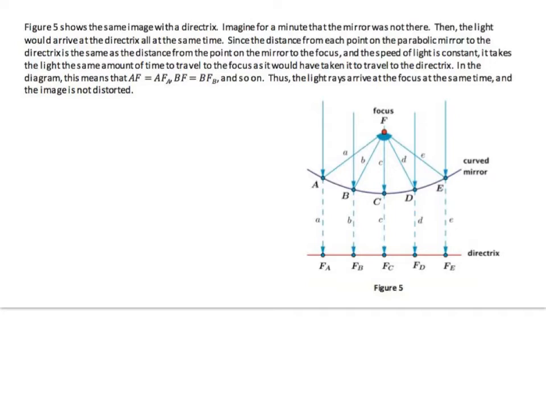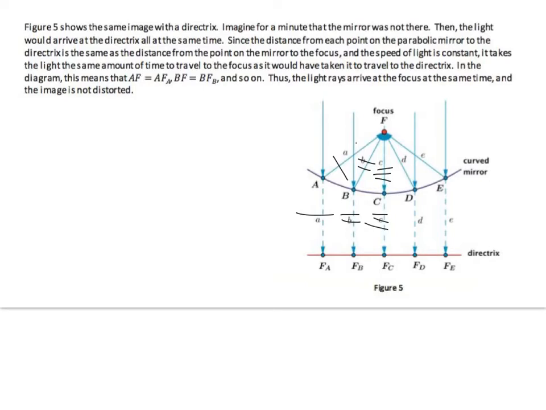Since the distance from each point on the parabolic mirror to the directrix, from here to there, is the same as the distance from the point on the mirror to the focus. Remember, we marked some of these. That's equal, etc. Where was I?